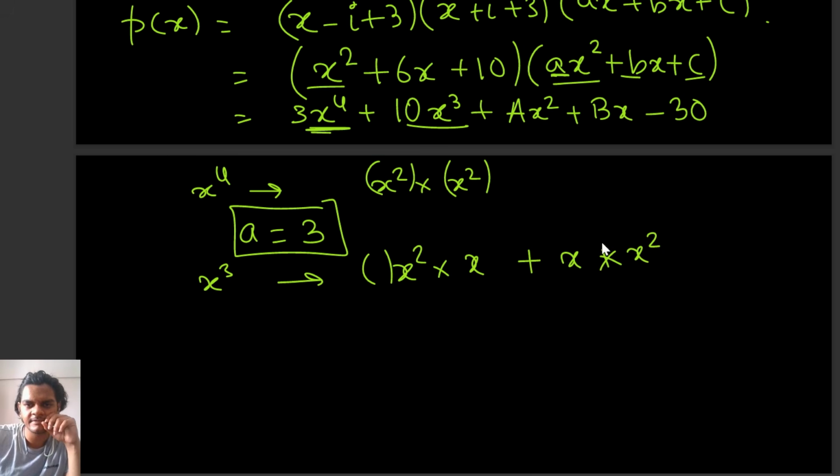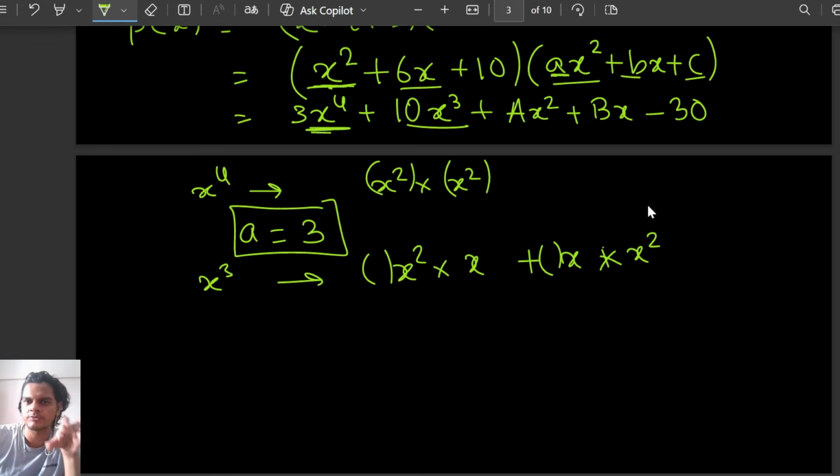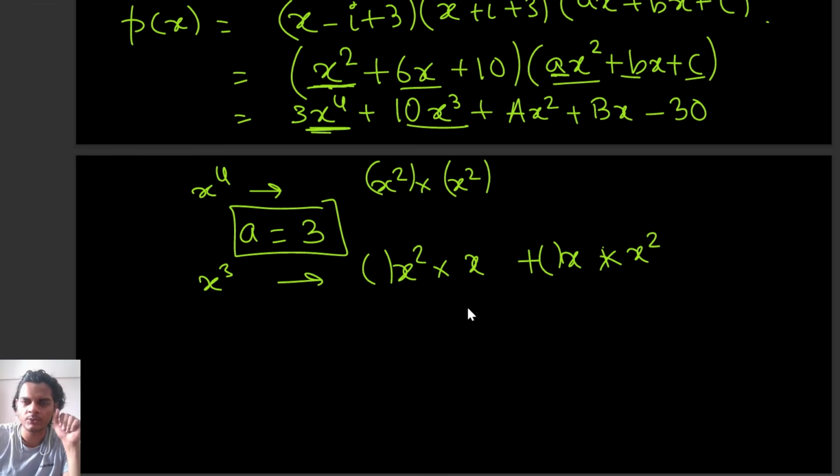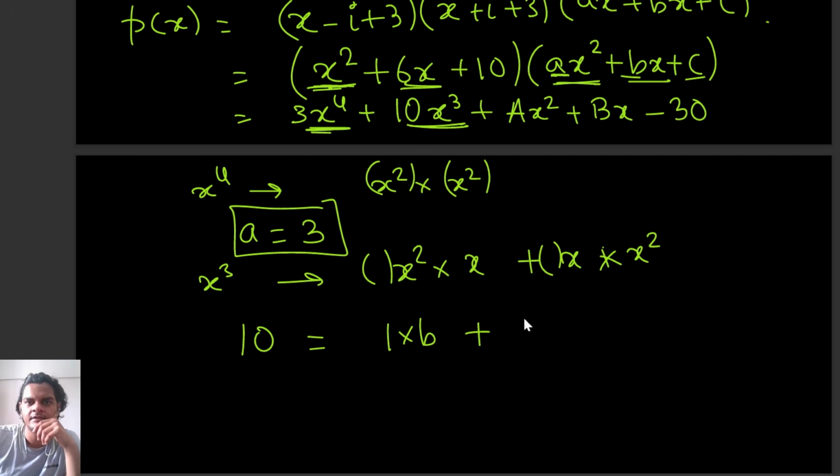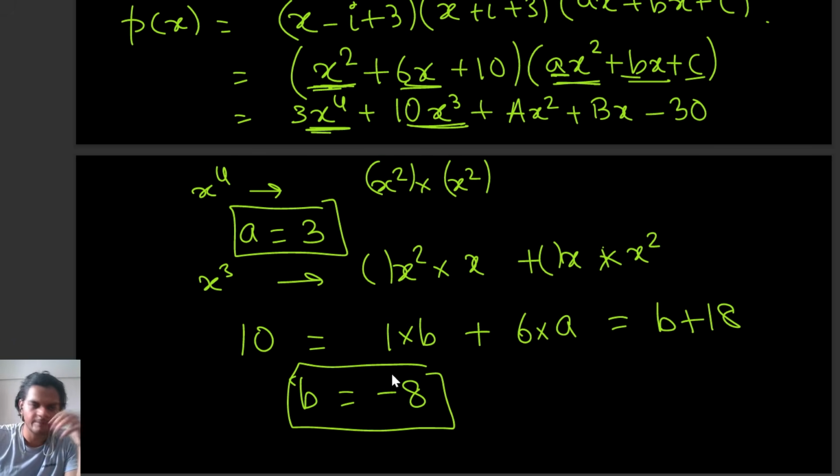What I mean to say is x square from this one, x from this one, x from this one, x square from this one. So that is the only thing which will get us to x cube. So in some sense, 10 should be equal to x square into x here, which is 1 into b, plus x here into x square here, 6 into a. Now a we know to be 3, so this is b plus 18. So b has to be minus 8. So we know b as well.